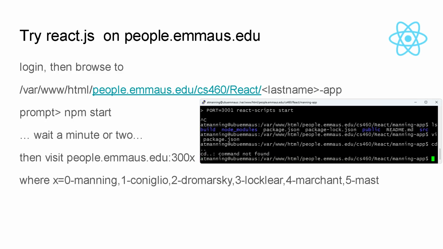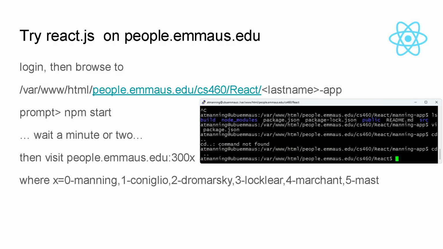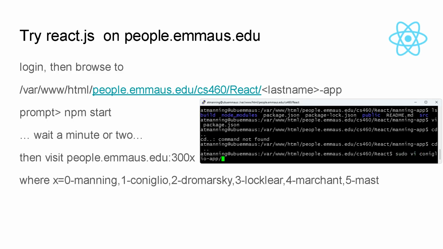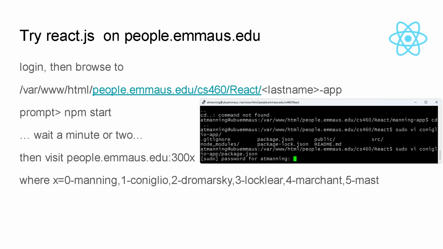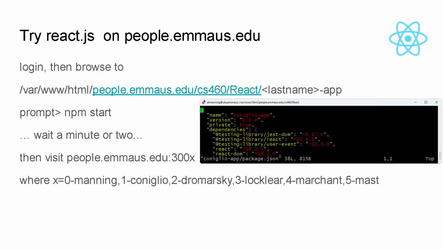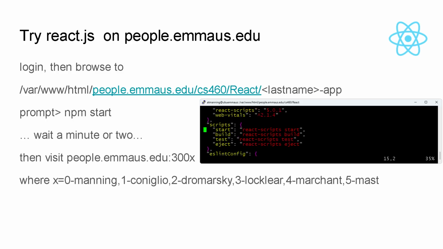First, I'll fix Coniglio's. I'm going to do a sudo vi because it belongs to you now. Sudo vi Coniglio app package.json. I have to edit one little thing here. For Coniglio, you are 3001, so I have to put in your little React app, port equals 3001.